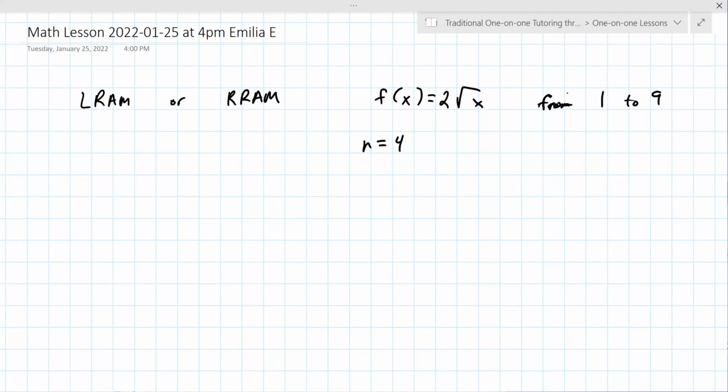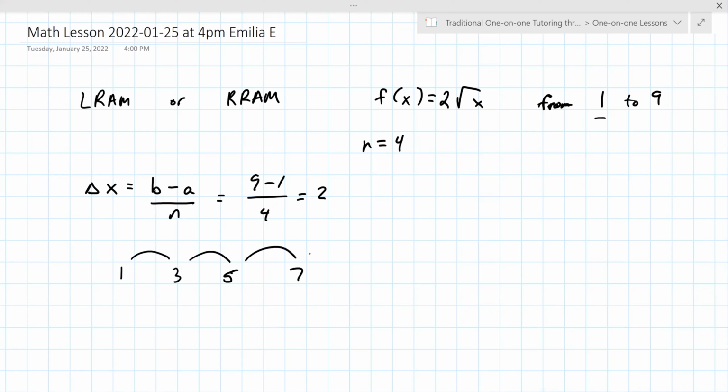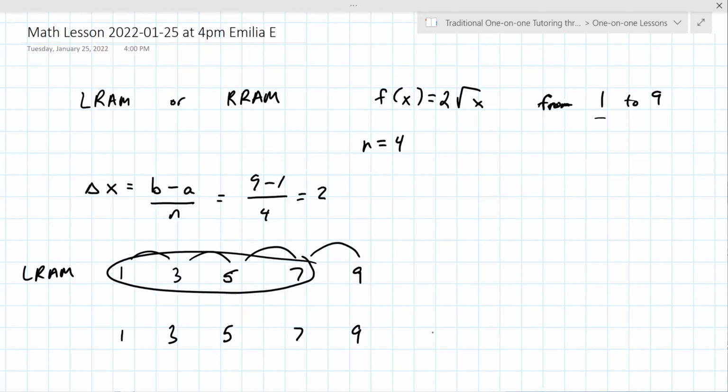Okay, so they're very similar. The first thing is to find delta x. Delta x is b minus a over n. That's 9 minus 1 over 4, which is 2. Then what I recommend is starting with a and going out by delta x: 3, 5, 7, and then 9. If I do this again, I'll write them again: 1, 3, 5, 7, and 9. LRAM will use these, and RRAM will use these 4 over here on the right.